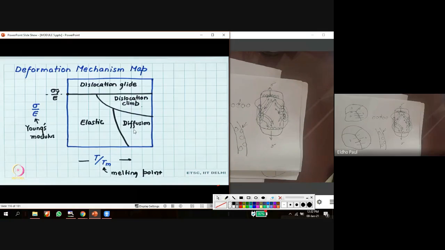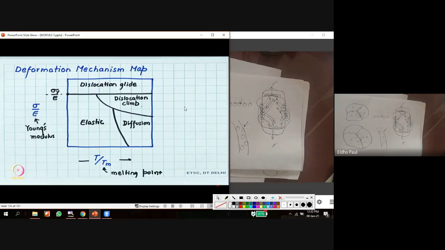But under higher temperature and a lower stress value, we can see this region is associated with the lower stress value. So under lower stress value and a higher temperature, diffusion is the significant mechanism for creep deformation. Okay, so this map shows the different mechanisms associated with creep deformation under different temperature and stress values.